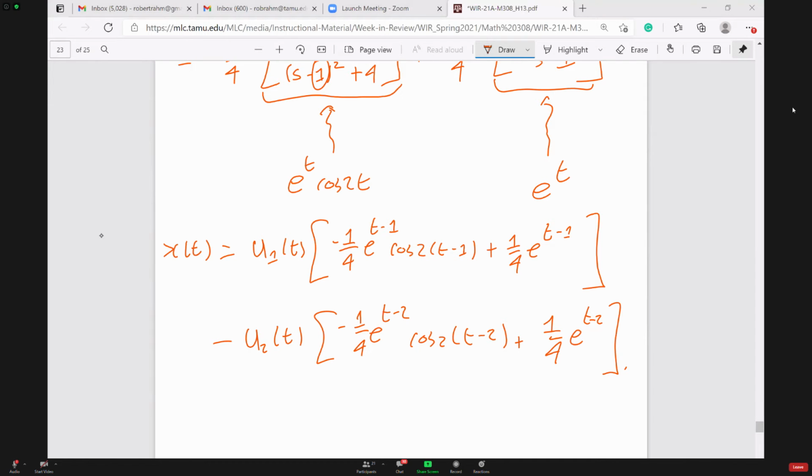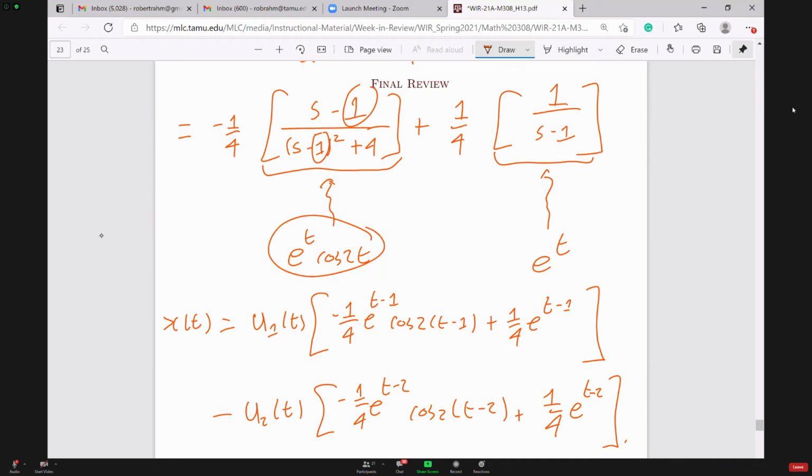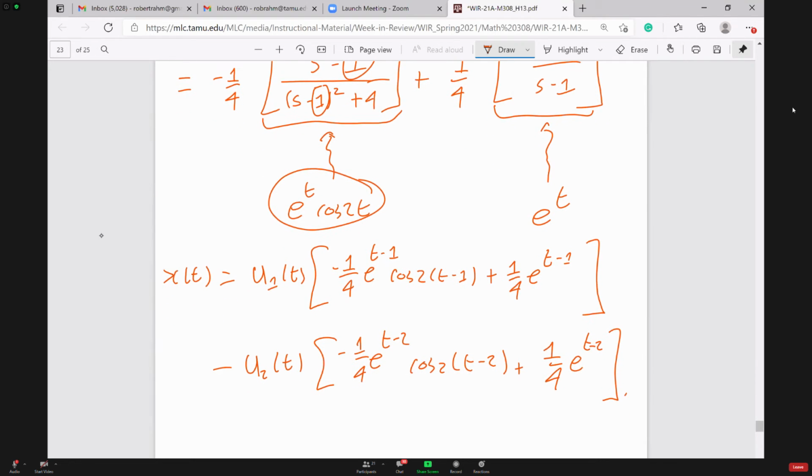So the question, why do you have a 2? Because the Laplace transform of that part is just cosine of 2t. Does that answer your question, Bryce? So the question is, why do I have a 2 between cosine and t minus 2? And that's because it's okay.